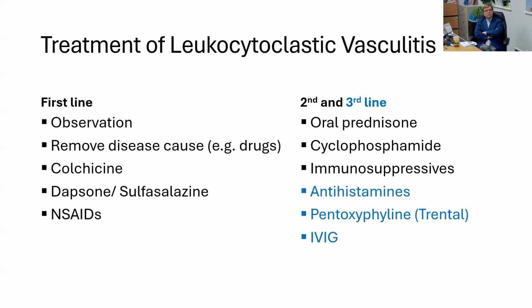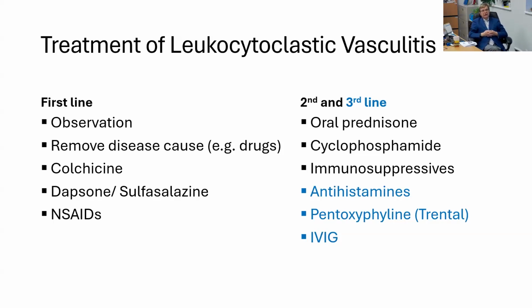Next one. First line, observe, remove the cause if it's drugs or infection. Colchicine, used for gout, but it's a good anti-inflammatory for neutrophilic infiltrates. So is dapsone, but patients get a lowering of their hemoglobin, sulfasalazine much less. And if you're going to use dapsone, we need to do a glucose-6-phosphate dehydrogenase. That's a test to make sure they're not overly susceptible.